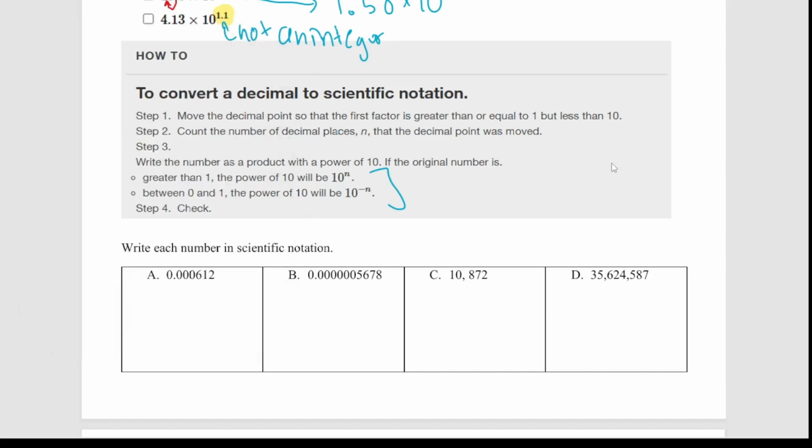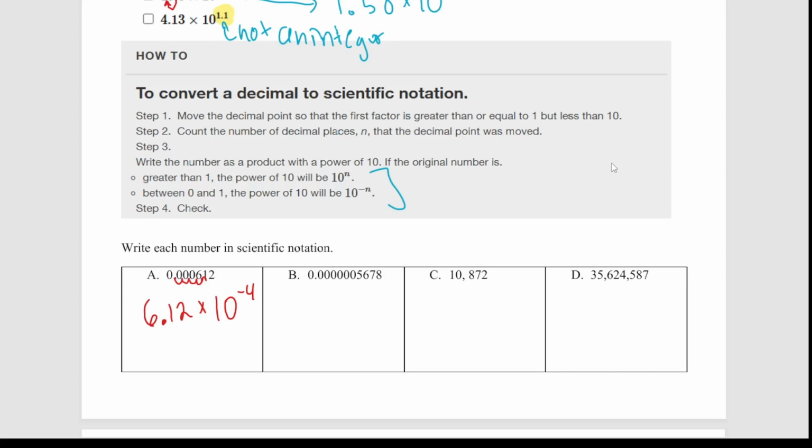So let's actually dive into this a little bit more. For this first one, we've got to move 1, 2, 3, 4 places. So it'd be 6.12 times 10 to the negative 4, because it's actually a negative exponent at the end of the day that we're dealing with, because the number itself is in between 0 and 1 in absolute value. Go ahead and check if you can do these next three yourself, and then we'll go over it together.